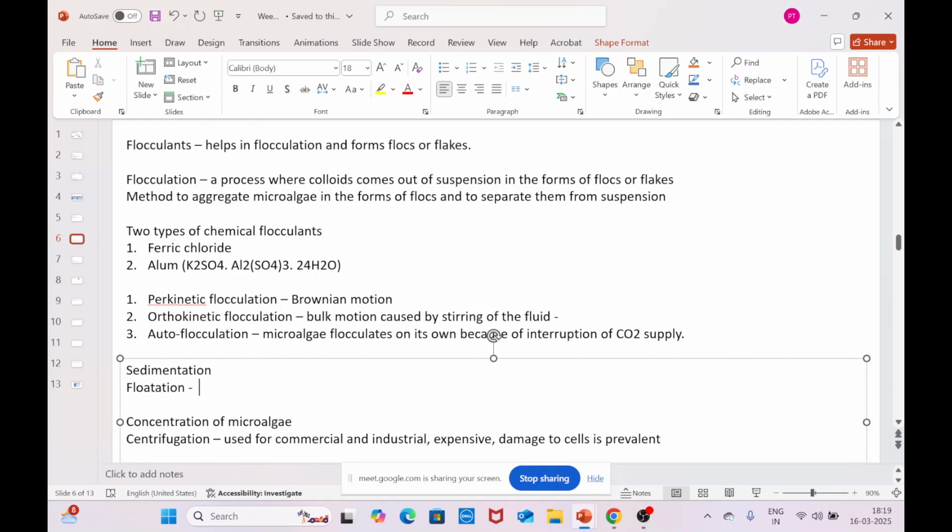Simple: you put the algae into a medium in such a way that the density of the algae is less than that of the medium. Once it starts floating, you just remove the algae from the surface.